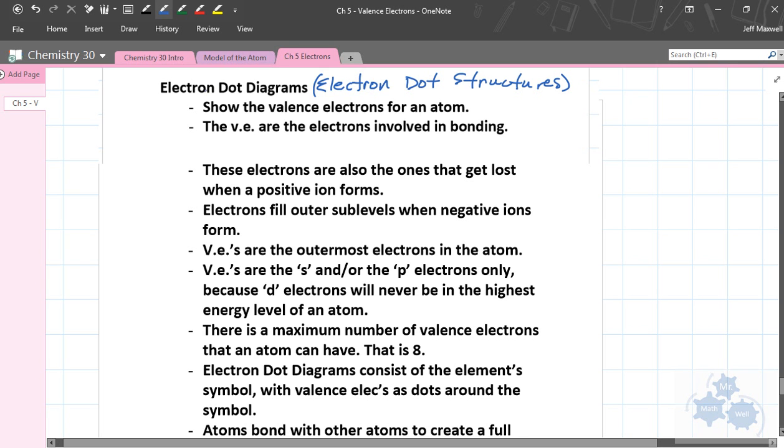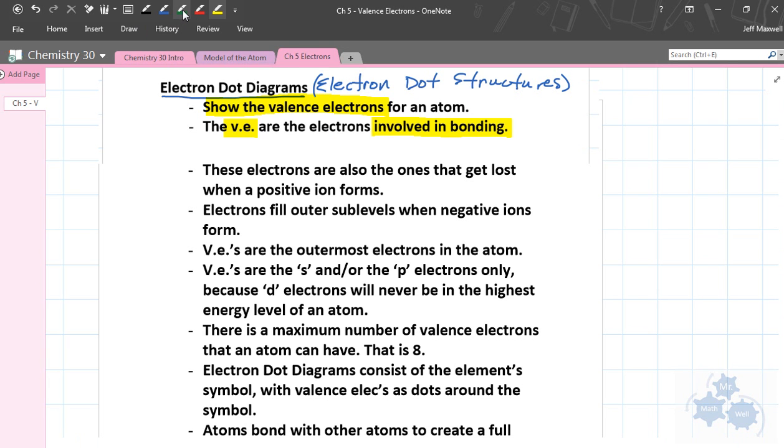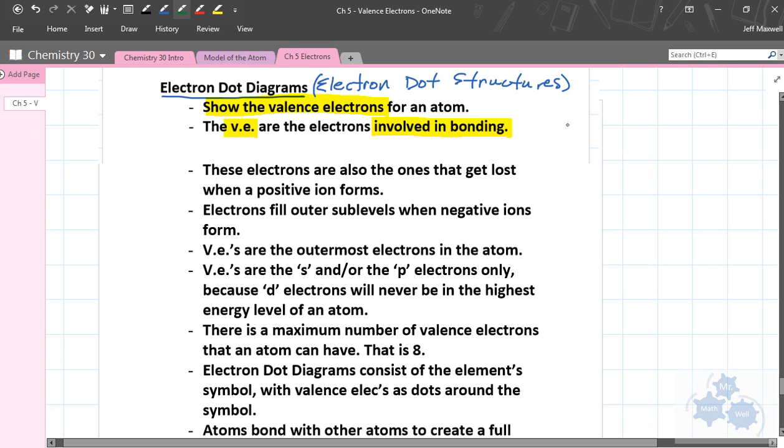But electron dot diagrams show the valence electrons for an atom. And as we know, these valence electrons are involved in bonding. Let me just pause there for a second. If we're talking about fluorine, an electron dot diagram uses a series of dots surrounding the symbol to identify the valence electrons. The fluoride ion would have a -1, right?